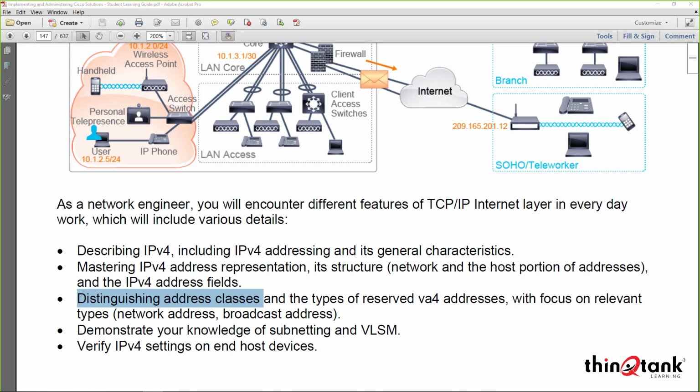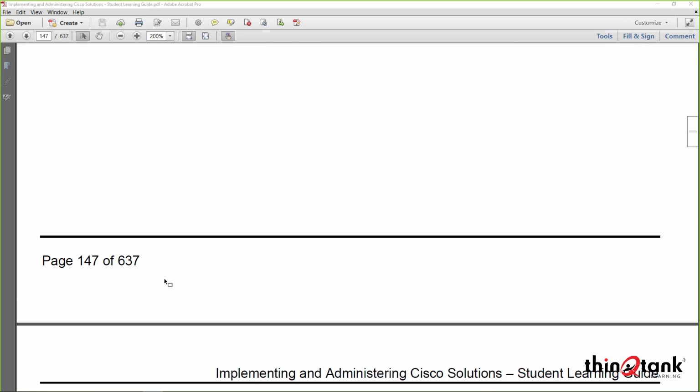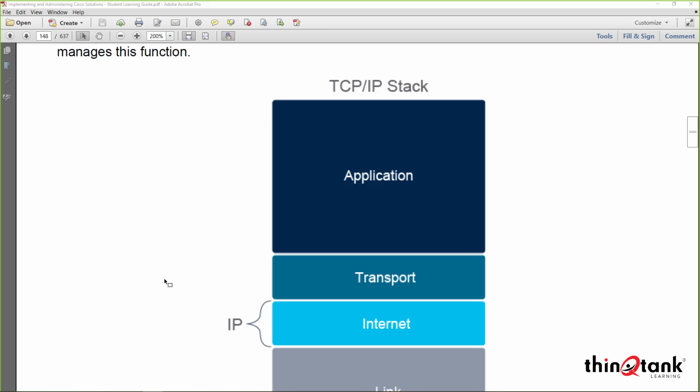And then finally, we'll do our discovery. How do we verify IPv4 settings on an end host? That's a pretty basic concept. We're talking about things like ipconfig and so on.